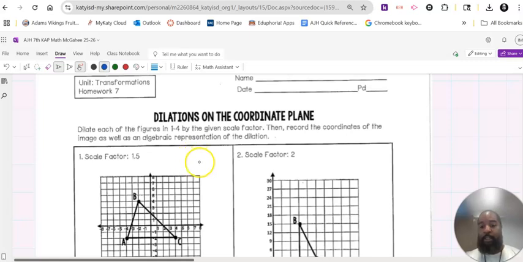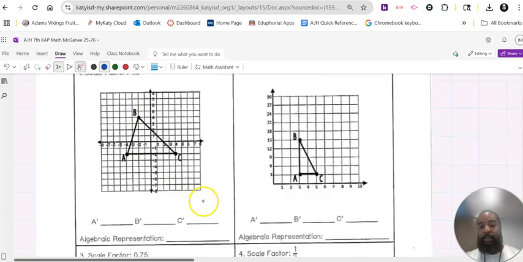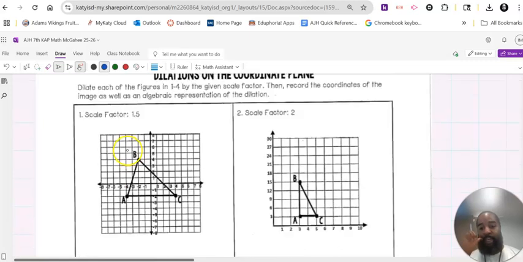So if I look at number one, it says I have a scale factor of 1.5 and I have a figure, triangle ABC. Down here are our new points. These are the original points. So what will our new points be if I apply a scale factor of 1.5?